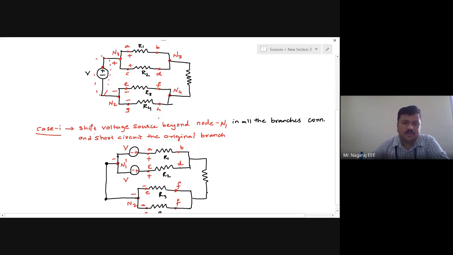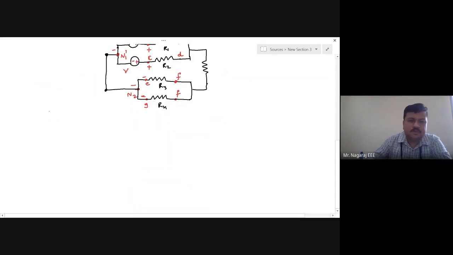Now this is case 1, in which I have shifted the voltage source beyond node N1. Now in case 2, I will shift it beyond node N2. I should not do both simultaneously, beyond N1 and beyond N2. That is not valid. Either I can shift beyond N1 and analyze the circuit, or I can shift beyond N2 and analyze the circuit.